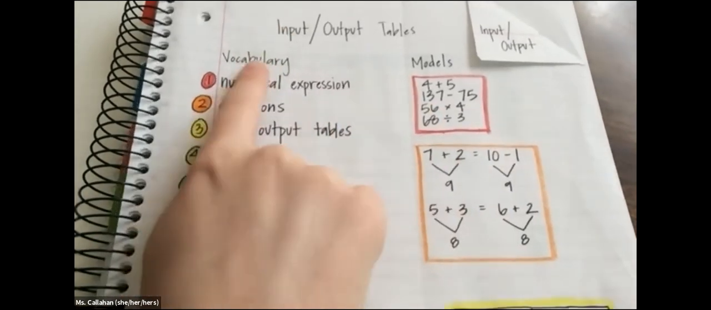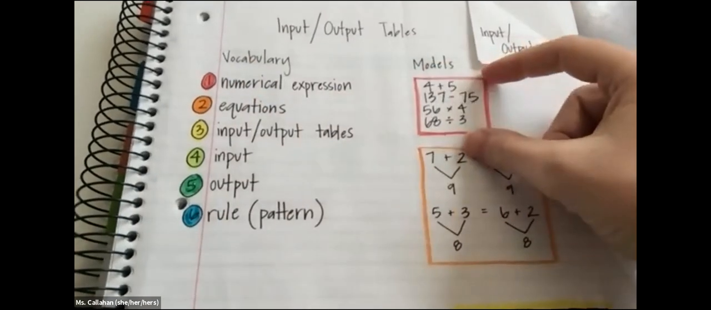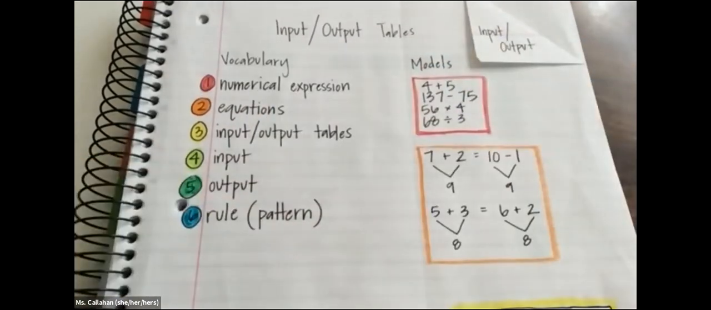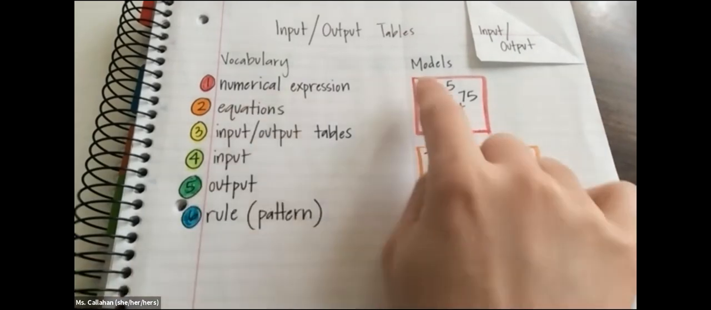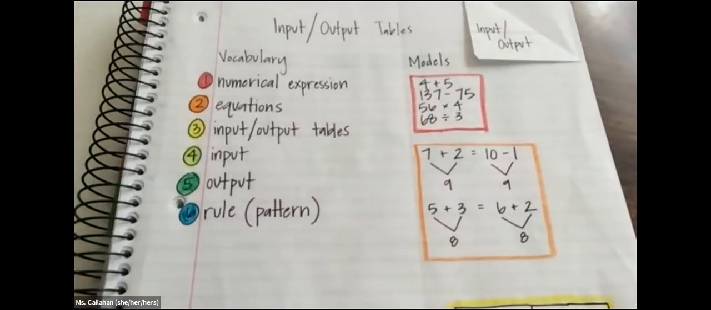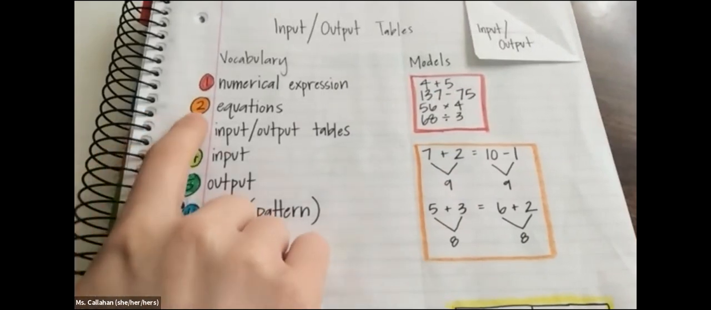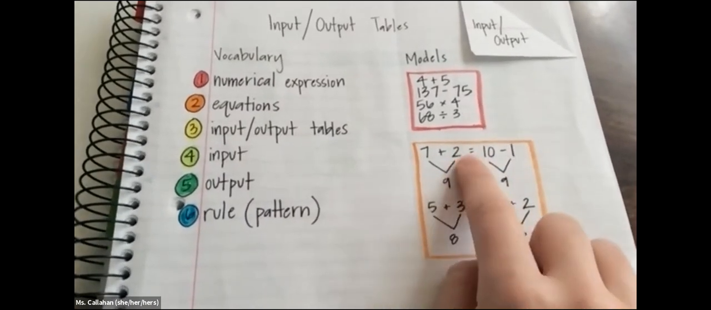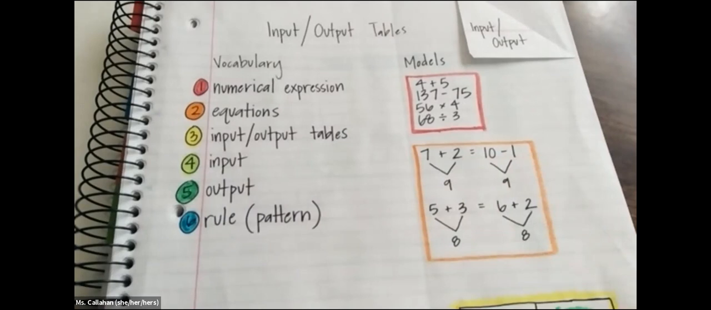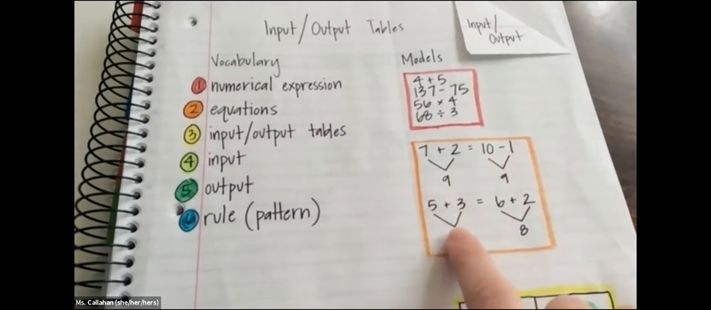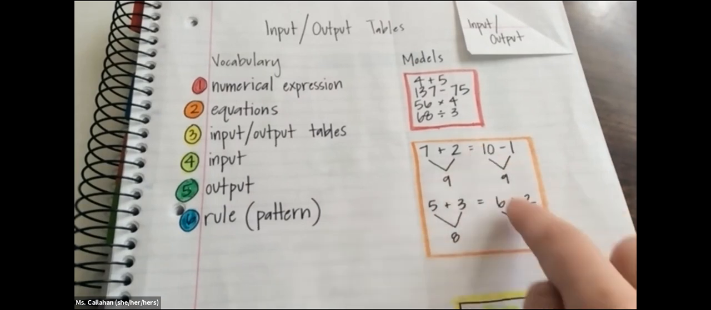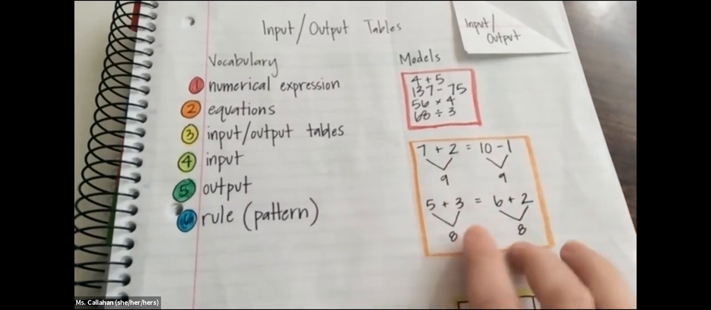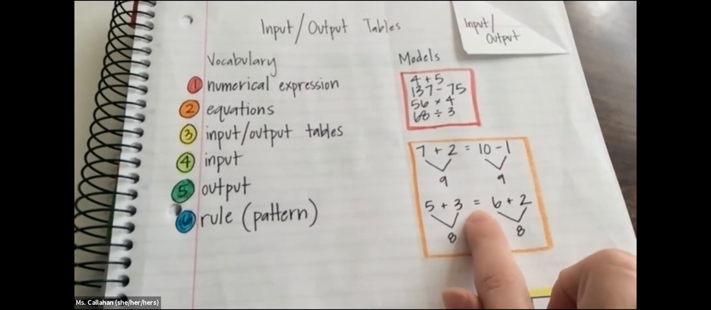So we added the vocabulary numerical expression, which we made a little model over here. A numerical expression is kind of like a sentence that expresses, with numbers, obviously, a value or something that we are looking for, okay? And then we put number 2, equations. Here we had an example, 7 plus 2, which we found was 9, is equal to 10 minus 1, which is also 9. So 9 equals 9, right? Just like 5 plus 3 equals 8, just like 6 plus 2 equals 8, 8 and 8 equal the same thing. So these are equations.